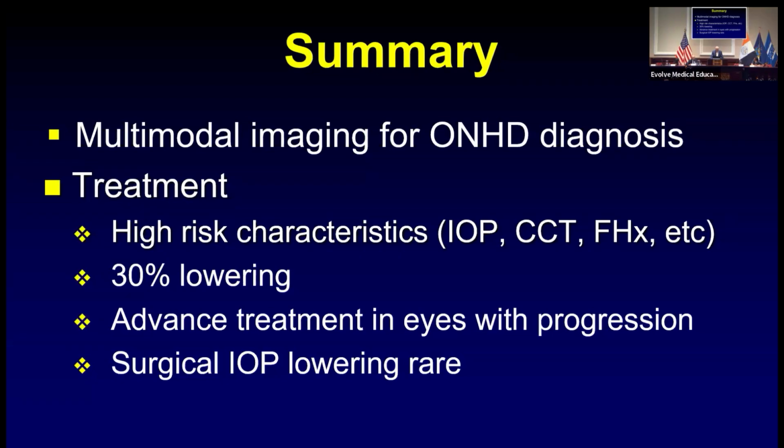So in summary, use various multimodal imaging technologies to diagnose it. I happen to like autofluorescence. You really have to identify high-risk characteristics for glaucoma, such as eyes that may have had prior LASIK, in whom the central corneal thickness might be causing the intraocular pressure to be artificially low, family history of glaucoma, et cetera, and eyes that do have elevated pressure. I try to achieve about a 30% target lowering, advancing the treatment in eyes with further visual field progression. And I've really very, very rarely required any surgical IOP lowering in such eyes.